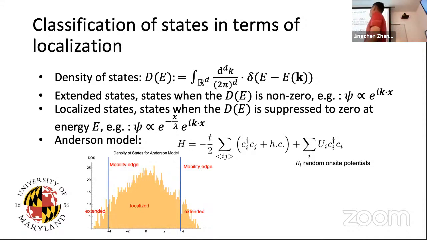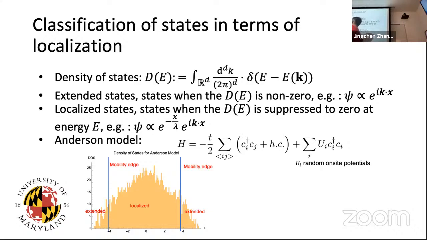All right. Now let's review some of the basic definitions in solid state physics. We have the density of states, which describes how many states in a regime from the energy E to E plus or minus delta E are located in that bin. We are familiar with extended states, which have non-zero density of states. The best example is the plane waves, where the wave function is proportional to e to the ikx.